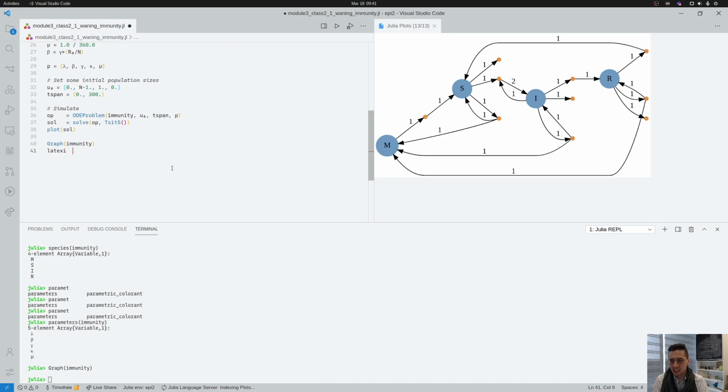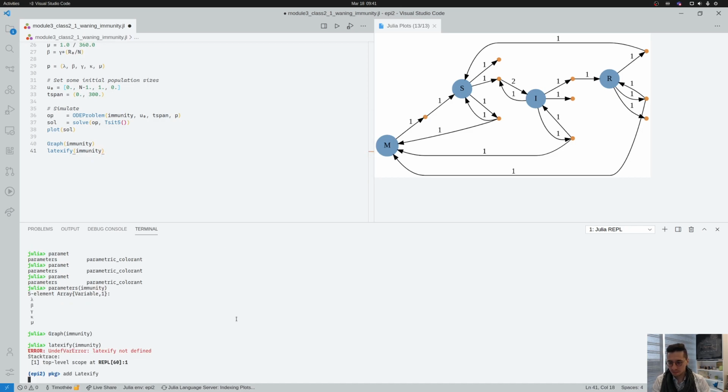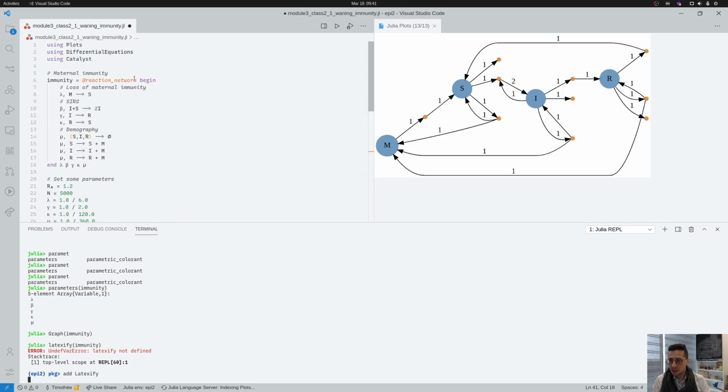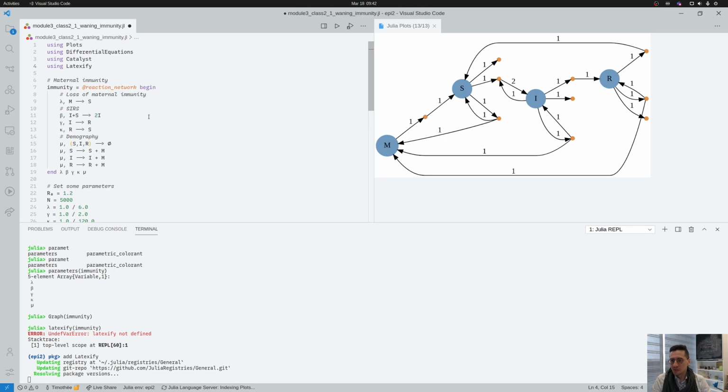That being said, there's a new twist. We need to add Latexify and then go here and use latexify. There's a little twist, which is that by default, the latexify method applied to a reaction network is going to give you a representation of the chemical reaction network. So if you want that as a system of differential equations, there's an extra step.